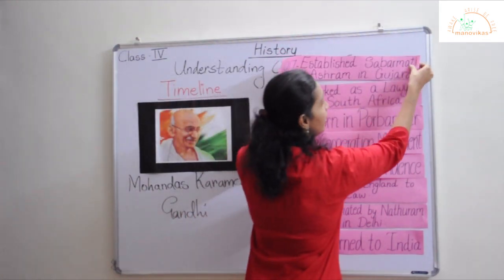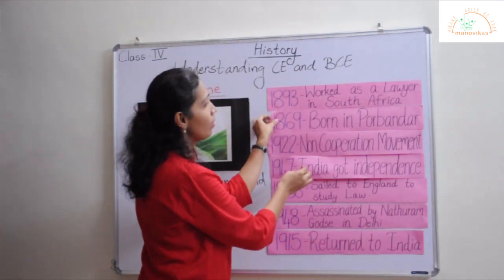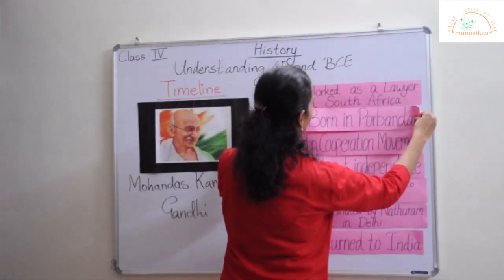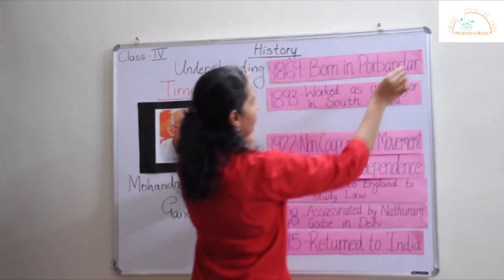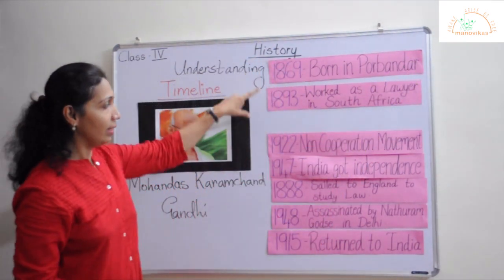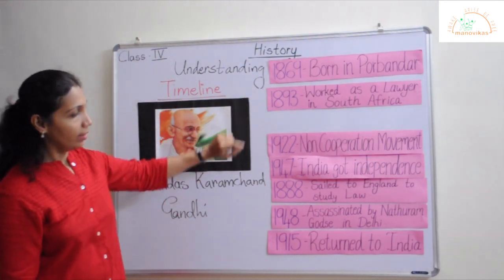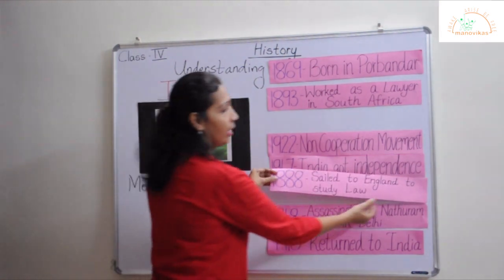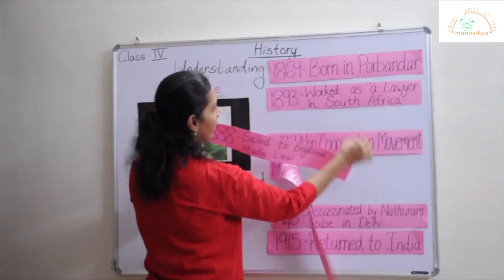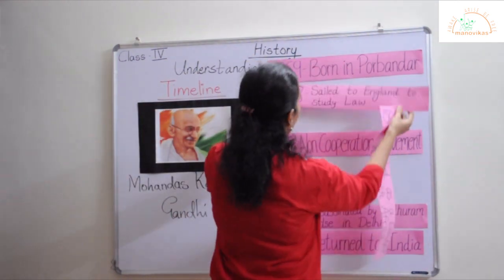So, let me remove this. This will not come first. Based on year, this will be my first event. Gandhiji was born in 1869. Then, the next is, look at the year. 1888. He sailed to England to study law. Let me remove this.